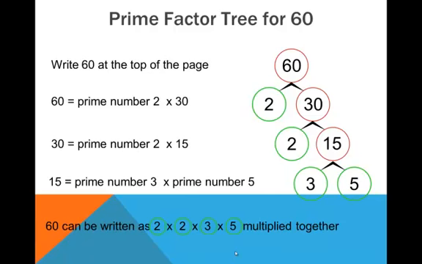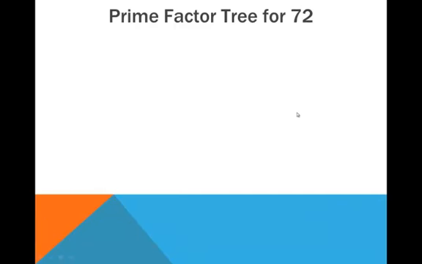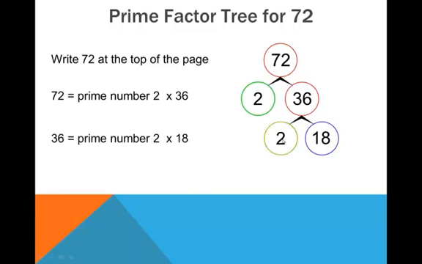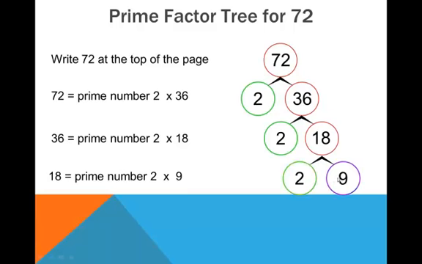Now let's do another example. We'll do a prime factor tree for the number 72. So again, we'll write the number 72 at the top of the page and we'll break it up first of all to factor pairs of 2 and 36. 2 is prime, 36 is composite. We can break 36 into 2 times 18. 2 times 18 is 36. 18 is composite, and we can get 2 times 9. 2 times 9 is 18. 9 is composite. We can break that down into 3 multiplied by 3 is 9.